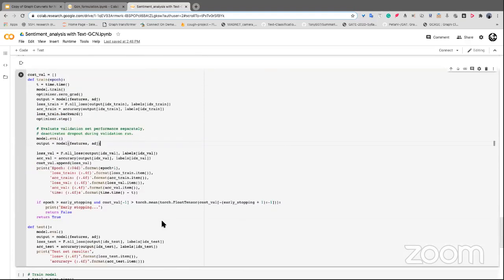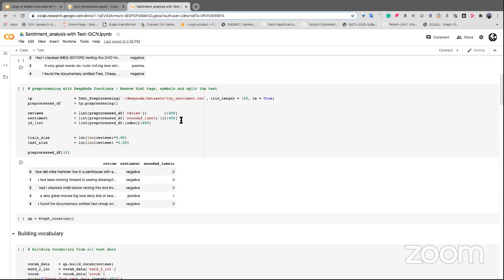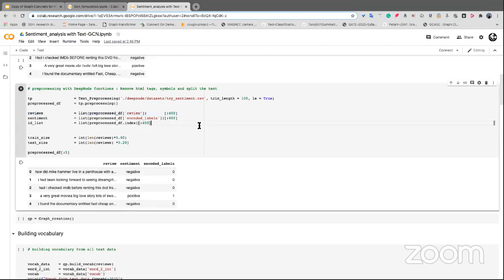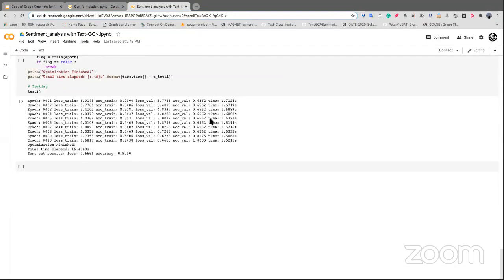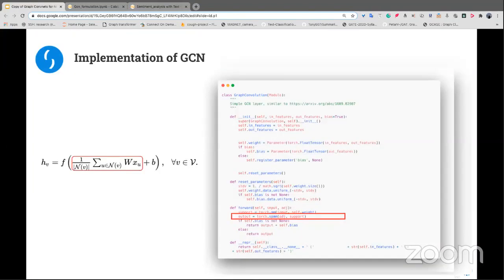But since we are taking only a few rows, that was good. I just used 400 rows for this, so it's giving good accuracy on that. So let's get back to the slides.